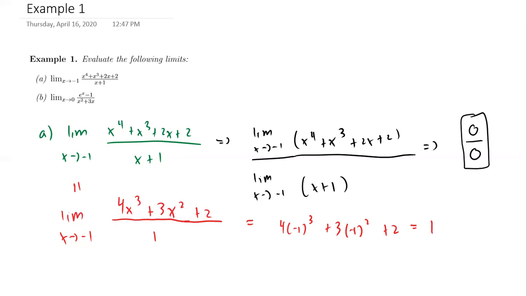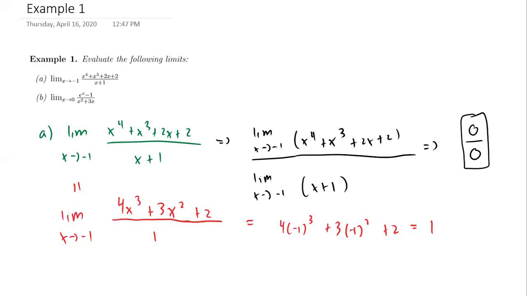So see how simple. What would we have done in class before? We would have tried to factor the top, see if x plus 1 divides the top, and then factor that from the top and bottom and cancel it. Here, it's easier. It's indeterminate, so just take the derivative of the top and bottom and check the limit again. So very simple. That's part A.